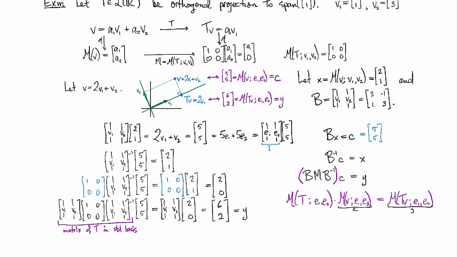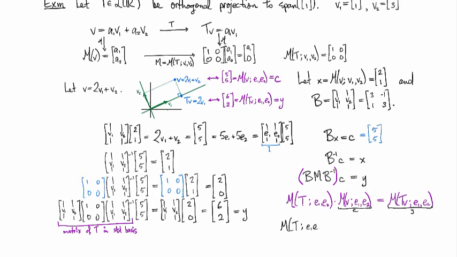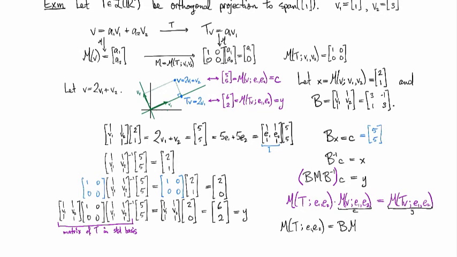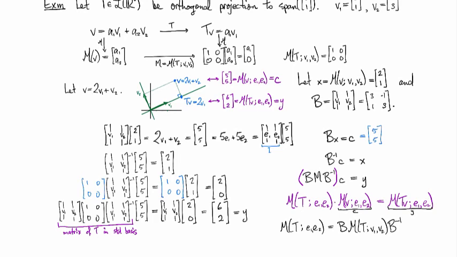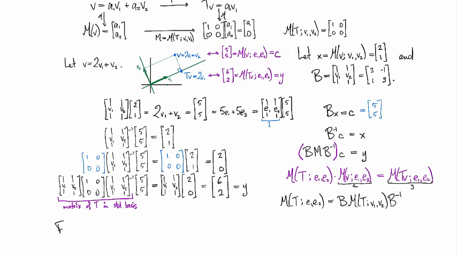Okay, so then that tells us that the matrix for the transformation in the standard basis is B M, and M was the matrix for the transformation in the V1, V2 basis, B inverse.